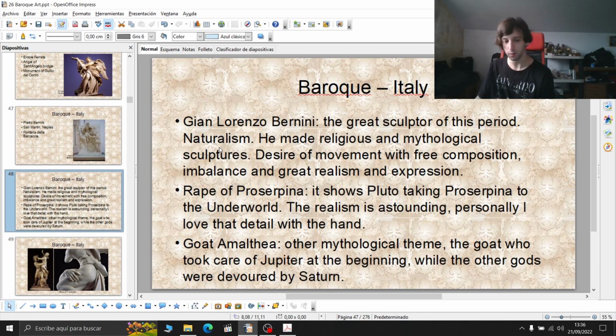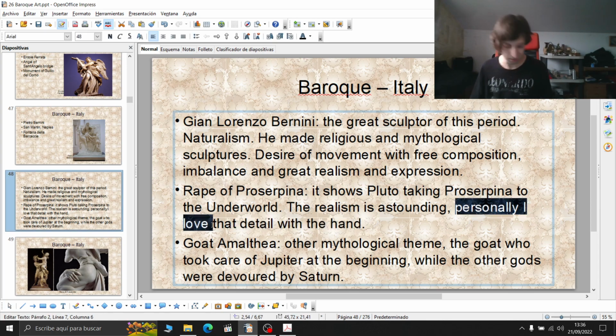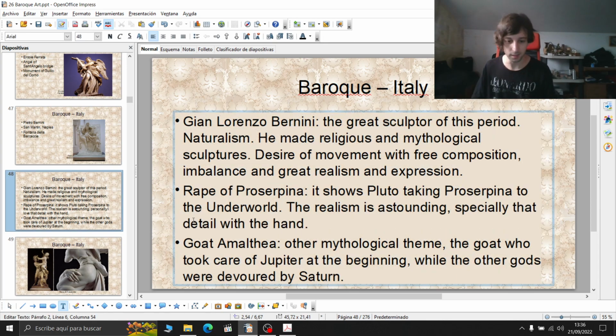Now, Gian Lorenzo Bernini, the great sculptor of this period, naturalistic. He made religious and mythological sculptures, with desire of movement, free composition, imbalance, and great realism and expression. Rape of Proserpina, it shows Pluto taking Proserpina to the underworld. The realism is astounding, especially that detail with the hand. But yes, I love that detail.